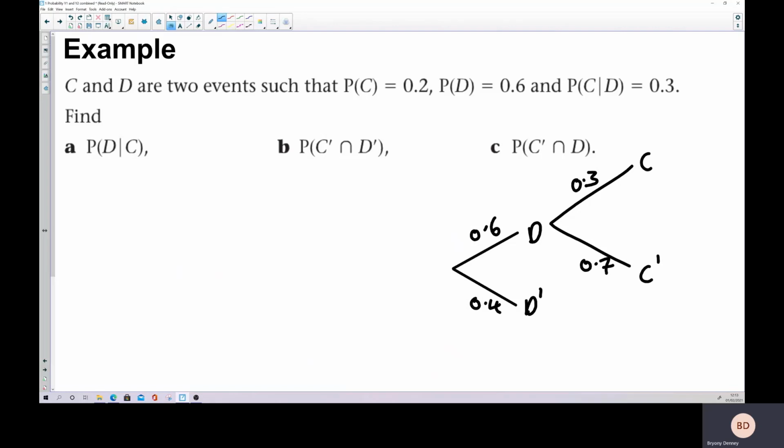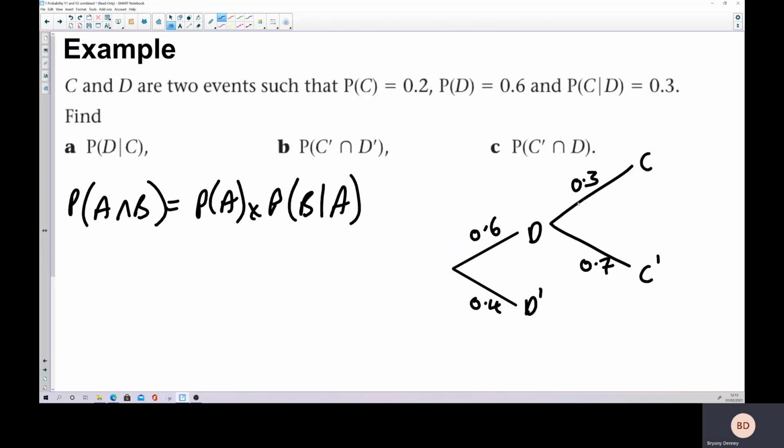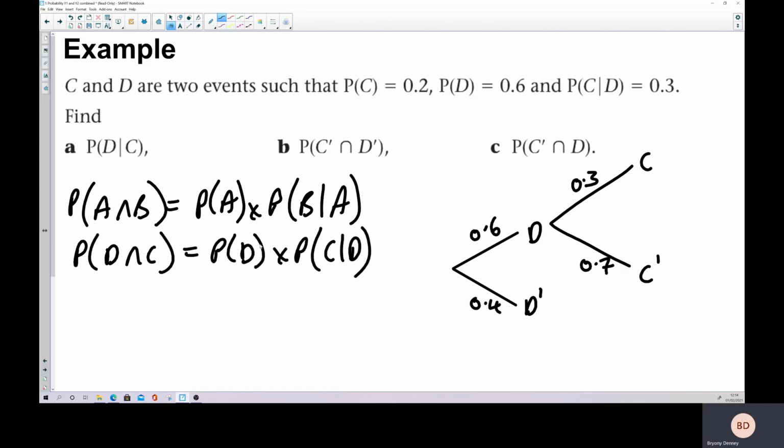Okay, so for this one, we're going to use the multiplication rule. Let's just write that out again. So probability of A and B is the probability of A times the probability of B given A. So we're just going to adapt that in terms of C and D. So probability of D and C. Okay, so A is D and B is C. And we've got the probability of C given D, and we've got the probability of D, which is 0.6. The probability of C given D is 0.3. So that gives us the intersection of C and D is 0.18.